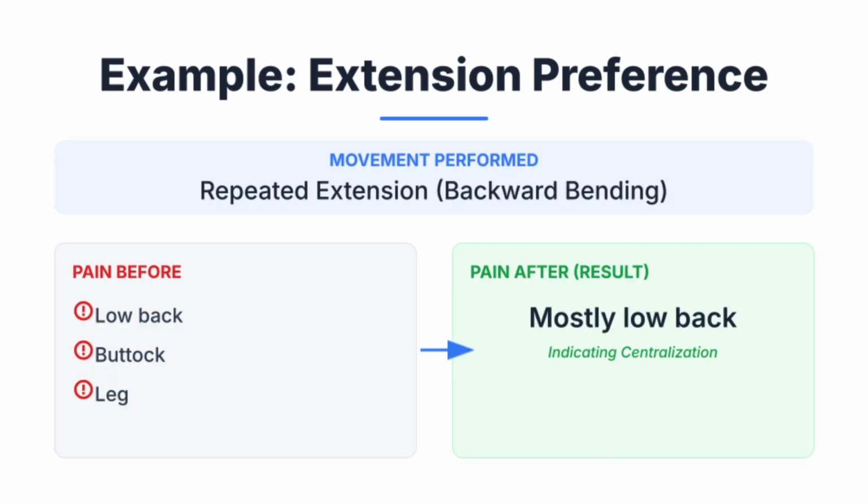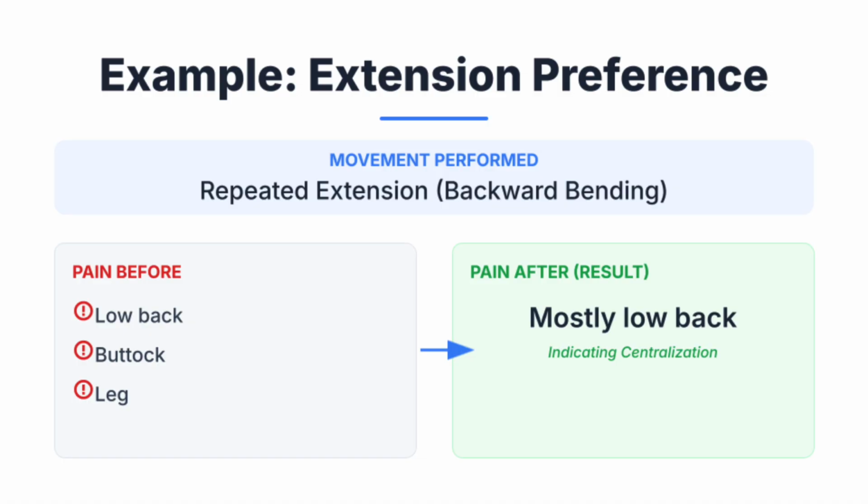So a common example here would be extension. Oftentimes for someone with lower back pain, I might have them laying on their stomach and they are doing a press up type motion, repeated extension. And what we're looking for here is centralization of symptoms.